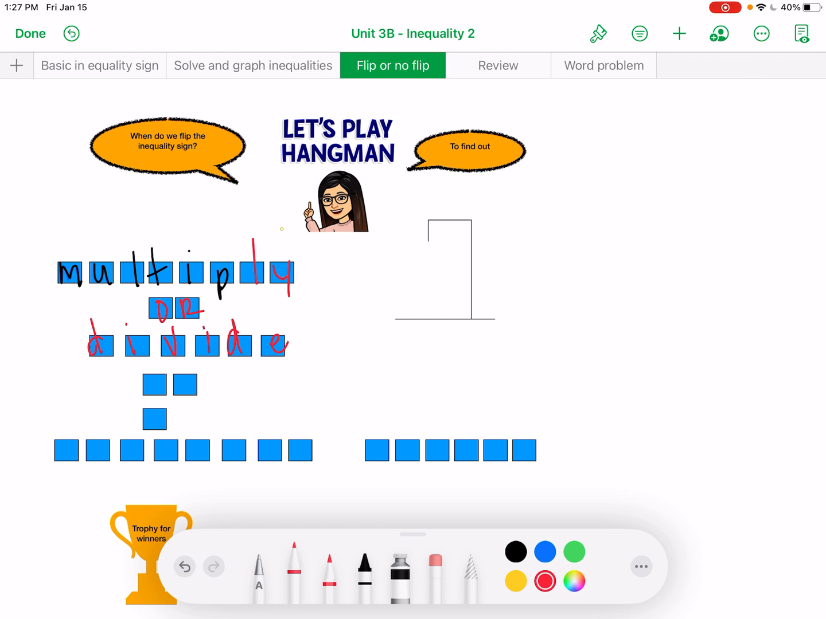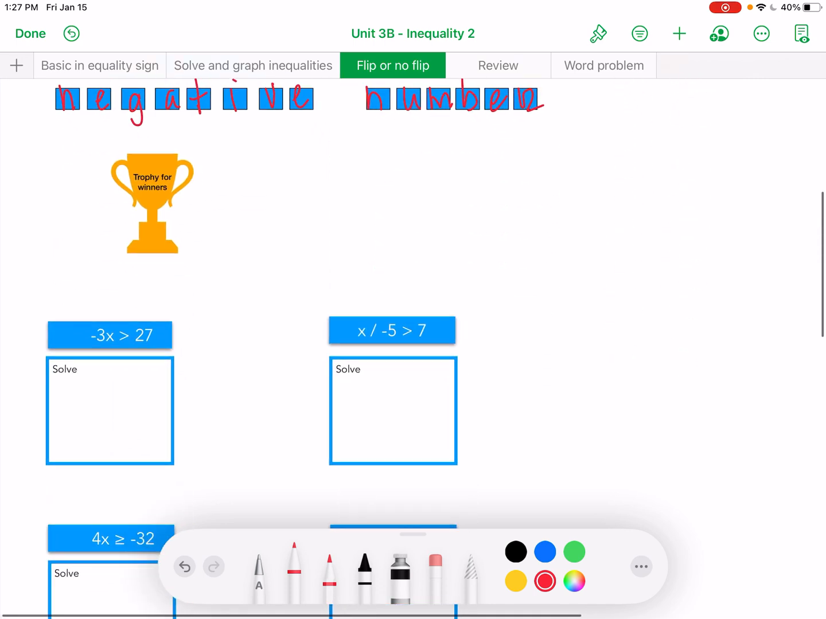If you multiply or divide by a negative number, that is the rule. Then you will flip the inequality. So that means if it's going this way, you flip it from greater than to less than. If it's greater than or equal to, then it's less than or equal to, and so on and so on. So today we are going to do examples together.